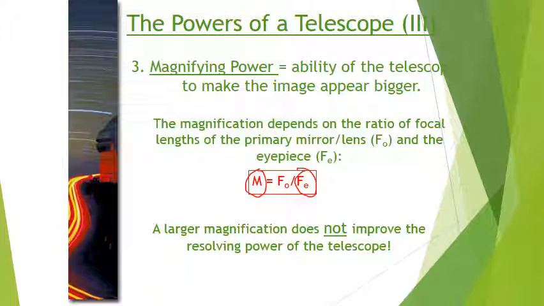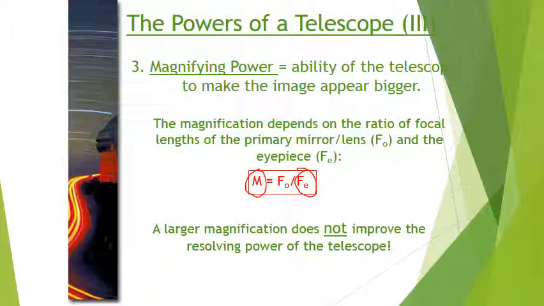creating a large magnification with a very small eyepiece focal length, all you're really doing is turning up the volume. It's like if you've got a staticky radio station. When you turn up the volume, you're amplifying the signal, yes, but you're also amplifying the noise. It's still going to sound lousy. And so therefore, magnifying power is really not that much of a selling point.